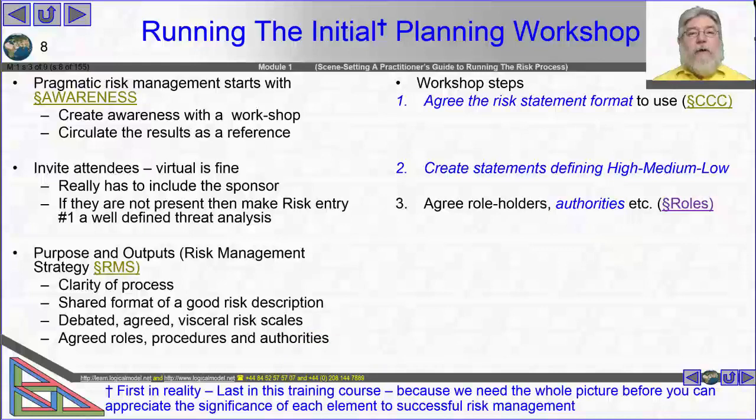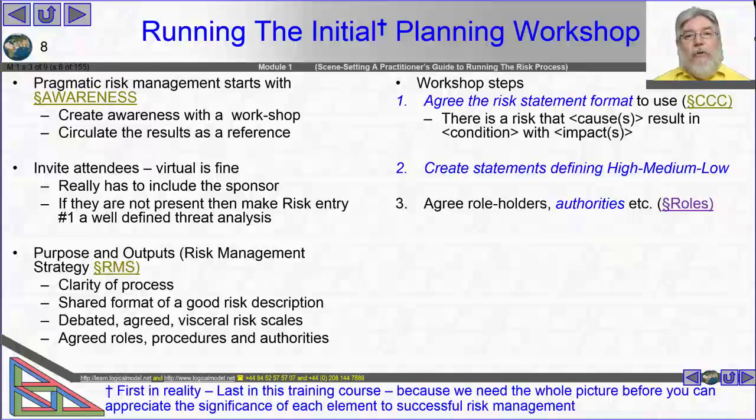So the workshop is going to run through a bunch of steps, but now we know who's in attendance and what the purpose is. So the workshop steps will be: agree the risk statement format. There are a few of them, but I really think there's only one principle behind this, and you can then word it how you like after that. But there is a risk that causes, note it's plural, result in a condition with impacts or consequences.